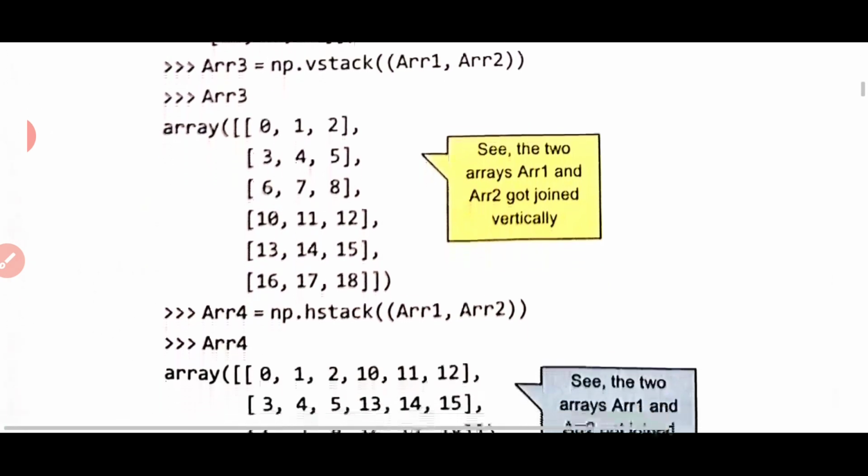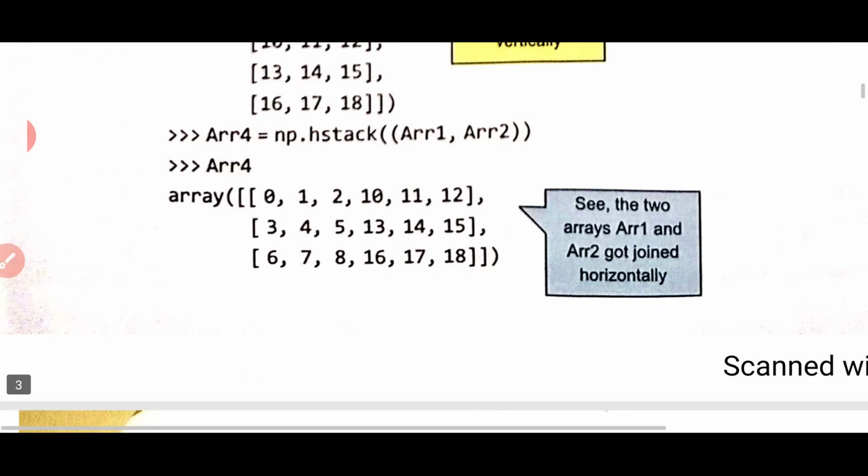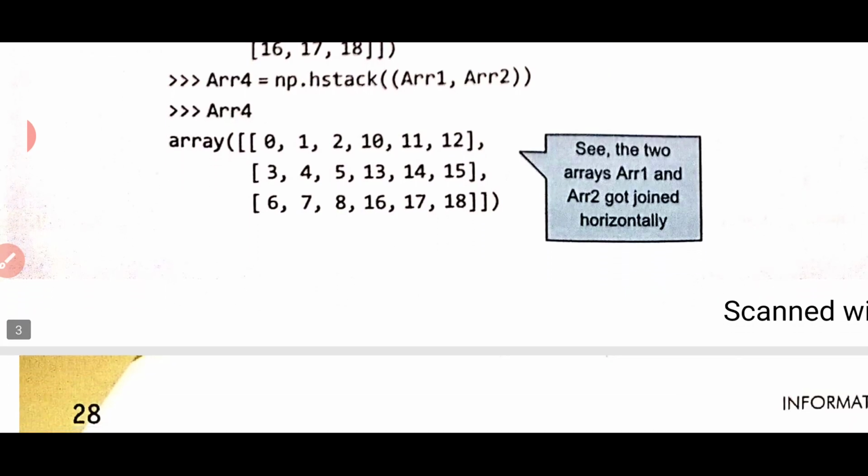Next, ARR4 is equal to np.hstack(ARR1, ARR2). This means add the elements of ARR2 on the horizontal axis after the elements of ARR1. So the resultant array will be 0, 1, 2, 10, 11, 12. Second row 3, 4, 5.